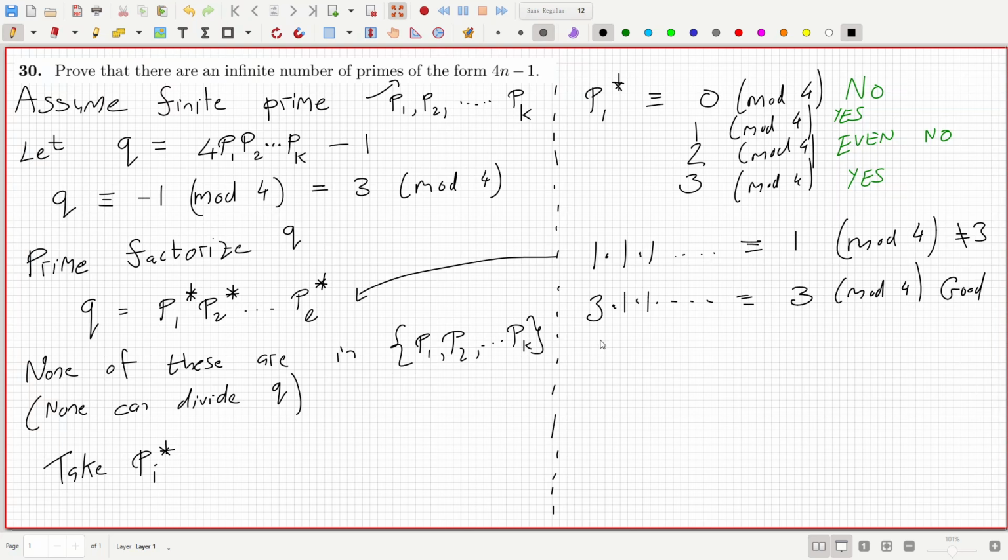And then likewise here, if you had 3 times 3, etc., 9, that would be back to 1 mod 4. So that would be a no. It's not equal to the 3 that we need. So we conclude that in these products of primes, there's at least one, or maybe more precisely an odd number.